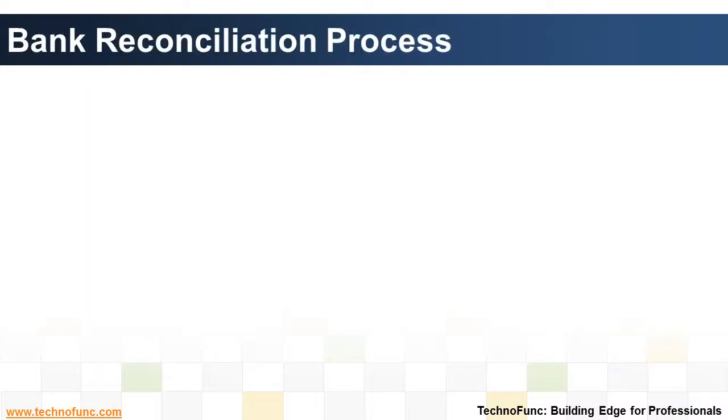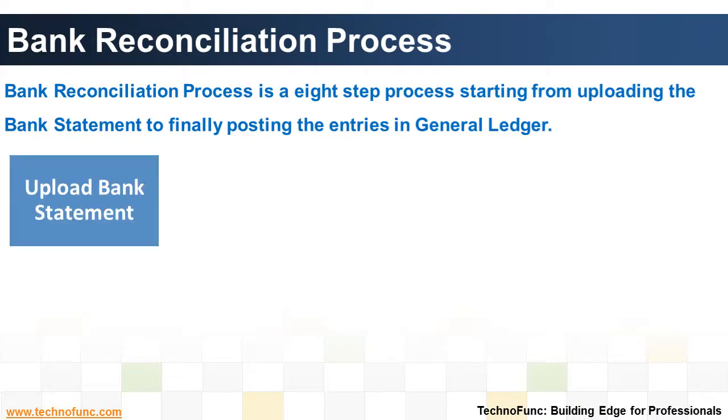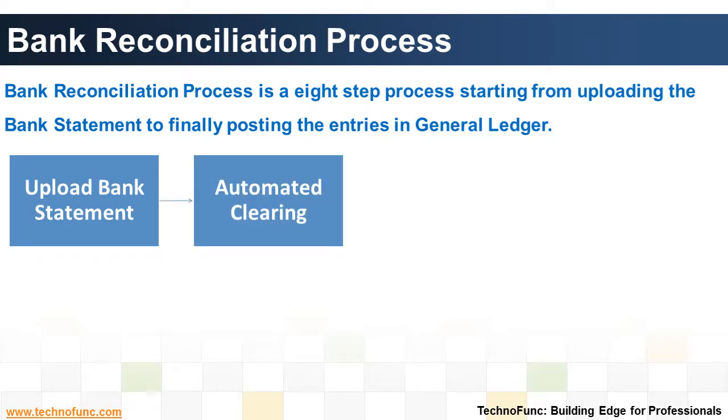Bank reconciliation process. Step 1 is to upload the bank statement. Modern cash management systems provide for matching transactions from bank statements both automatically as well as manually. Step 2 is to reconcile with bank statement using automated clearing, where bank statement details are automatically matched and reconciled with system transactions. This method is ideally suited for bank accounts that have a high volume of transactions.